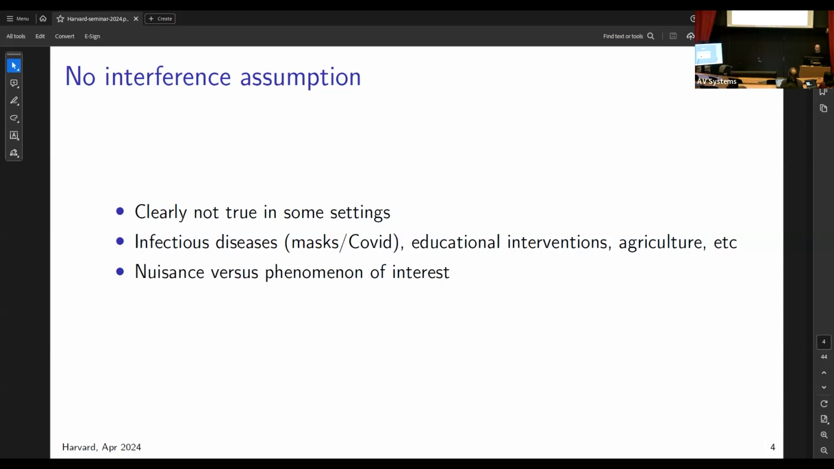Clearly, there's interference that will be present in some settings, and infectious disease is the leading example that motivates this work. There are lots of other settings where you can imagine interference might be present. For example, in educational settings, you might think that there might be interference between two students in the same classroom. Or in agricultural studies, there might be interference between two plants that are sharing a vegetable plot. In some settings, interference might be a nuisance, something you want to design away. But in other settings, and in particular in an infectious disease setting, this is something we really need to study and understand, a phenomenon of interest.